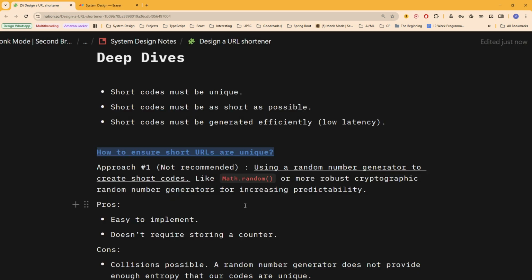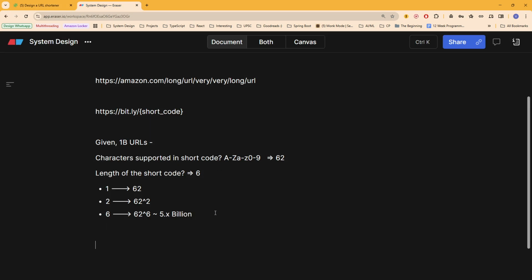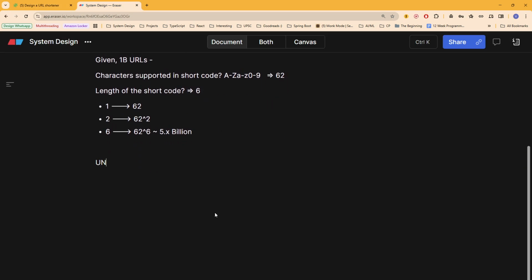Here let me just write that we have taken shortcode length as 6. Now it should be unique. How do we ensure that our shortcodes are unique? How to maintain the uniqueness?